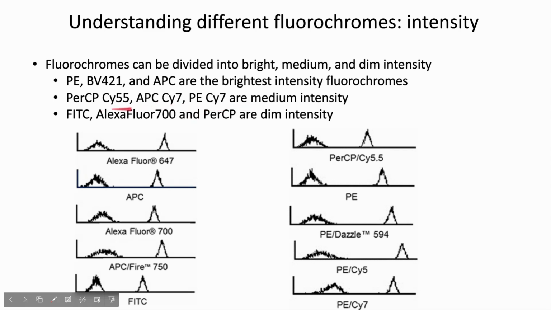Some of these include PerCP Cy5.5, APC Cy7, and PE Cy7. These are possibly medium intensity because of the increased level of background. Markers which could be classified as dim would include FITC, Alexa Fluor 700, and unconjugated straight PerCP.